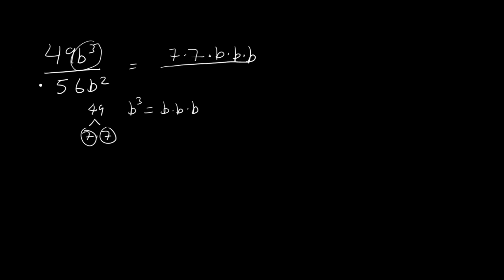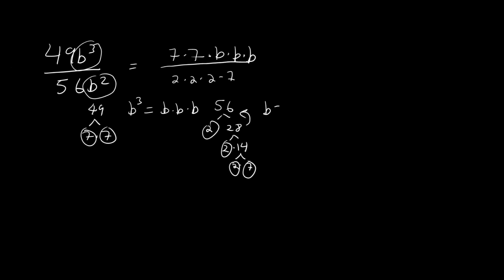Next, let's factor 56. Let's start with 2 times 28. This will give me back 56. I can factor 28. 2 times 14 will give me 28. Let's factor 14. 2 times 7 will give me 14, and these are our prime numbers. So let's write it down on the denominator. So we have 2 times 2 times 2 times 7, and we have b to the second power. This can be factored as b times b. So let's write it on the denominator.